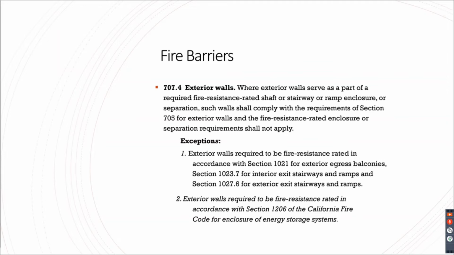And then with number 2, exterior walls required to be fire resistance rated in accordance with 1206 of the fire code for energy storage systems. So same thing. The exterior walls don't have to be rated unless they're otherwise required to be rated elsewhere in the code. And in 1206 for the energy storage systems, there will be specific requirements for rating those exterior walls when they need to be. So please don't assume that any exterior wall doesn't have to be rated. It may have to be, or at least a portion of it or a certain distance of it. So go to those specific sections for those specific conditions.